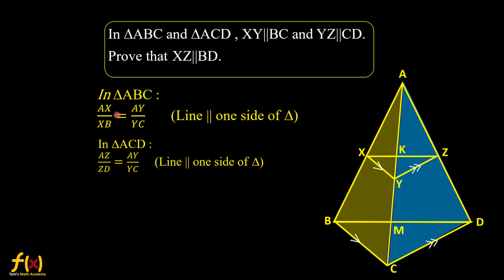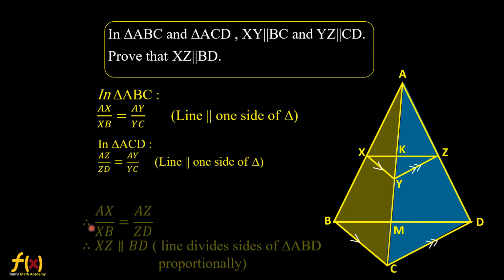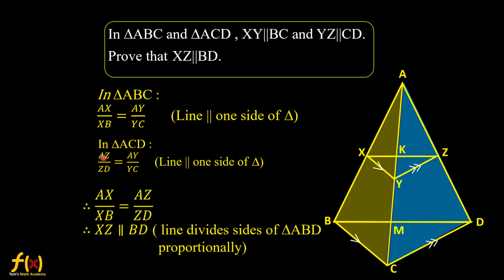Now look at the equations. The right hand side, AY over YC, AY over YC. So the left hand side must be equal. Immediately we can write, therefore AX over XB must be equal to AZ over ZD. Therefore, what we understand, AX over XB is equal to AZ over ZD of the triangle ABD. So if the proportions are available, then we say XZ is parallel to BD. That's how we prove it. Good question.